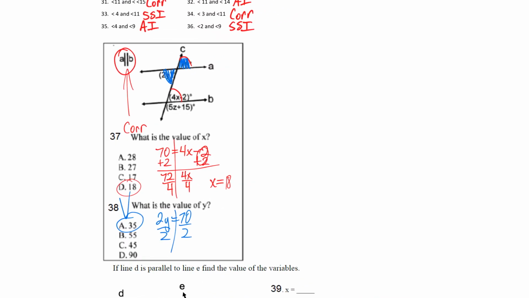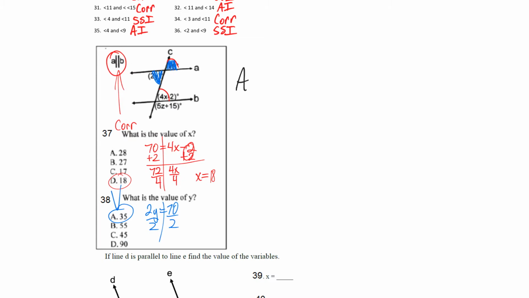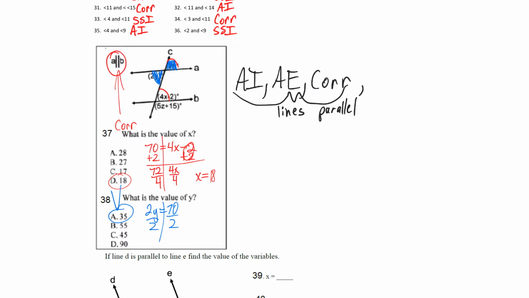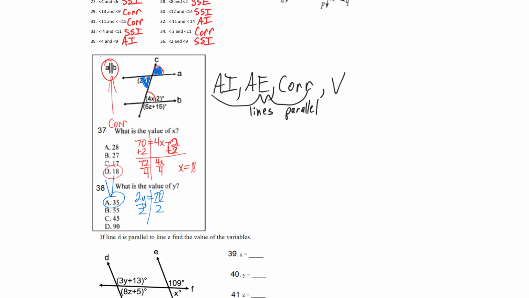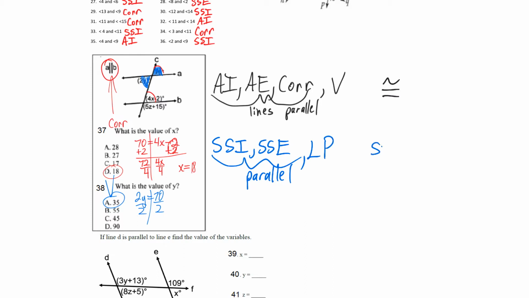Okay, I didn't put this on here, but let's say something about it real quick. All right, so the alternate interior, alternate exterior, and corresponding, those three are congruent if the lines are parallel. And then vertical angles. What's up with that group? What's true of all those? They're congruent. That's true. Same side interior, same side exterior, these two are supplementary if the lines are parallel. And then linear pair. What's up with those? They are supplementary.